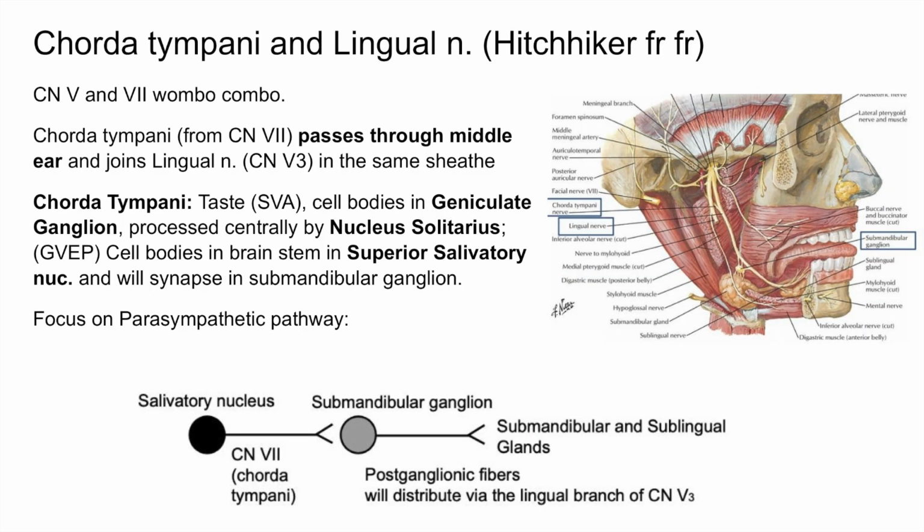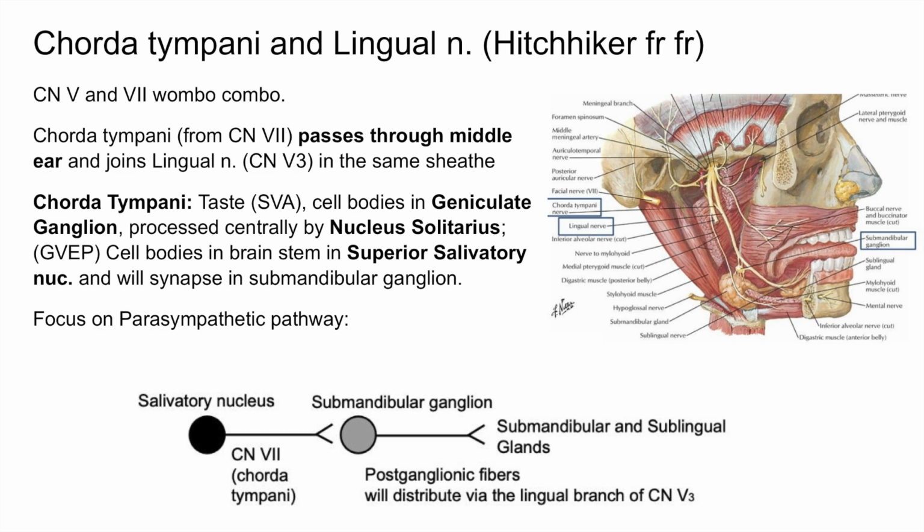All right, so here we are having our first classic hitchhiker concept, and this is going to be very, very, very testable. Okay, so the chorda tympani is a branch of the facial nerve, cranial nerve 7, and it carries two things. Special sensory for taste from the anterior two-thirds of the tongue, which is SVA, special visceral afferent, and parasympathetic fibers, which are GVE, general visceral efferent, to salivary glands.